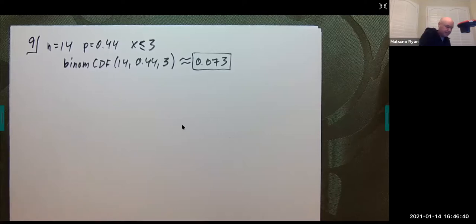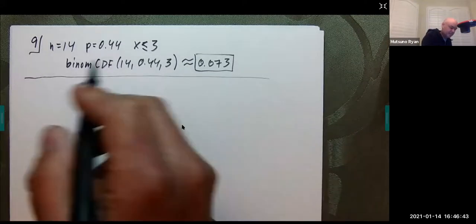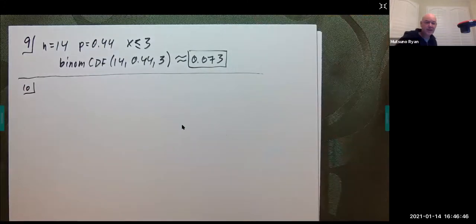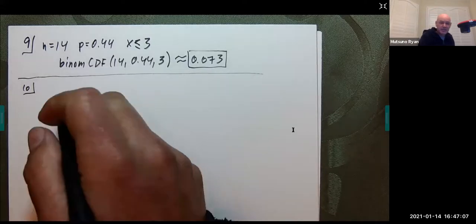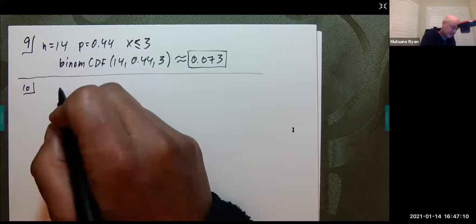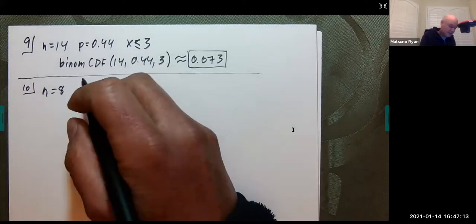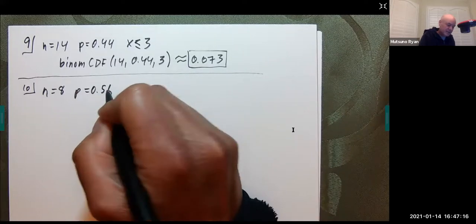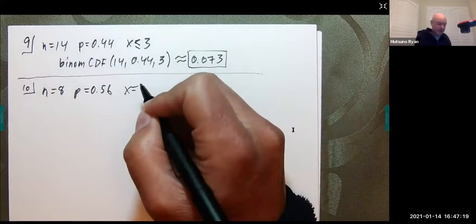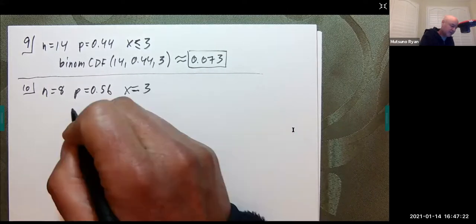All right, number 10. In a survey of 300 college graduates, randomly selected without replacement for a follow-up survey, what is the probability that 3 of them entered a profession closely related to their major. So this one's going to be a little bit different than some of the others. In this case, we have that n is 8. P is 0.56. And x in this case is exactly 3, so equals 3. So we're going to use the binom PDF in this case.